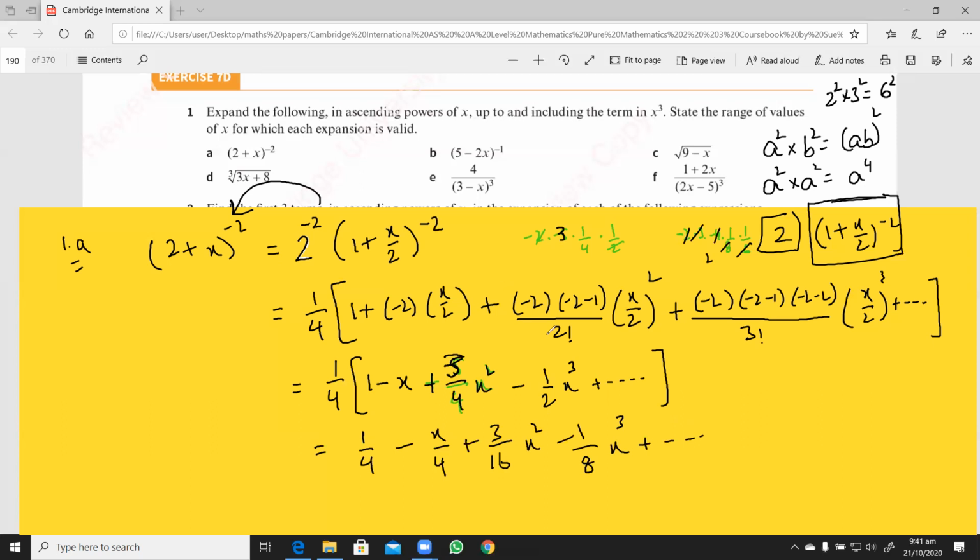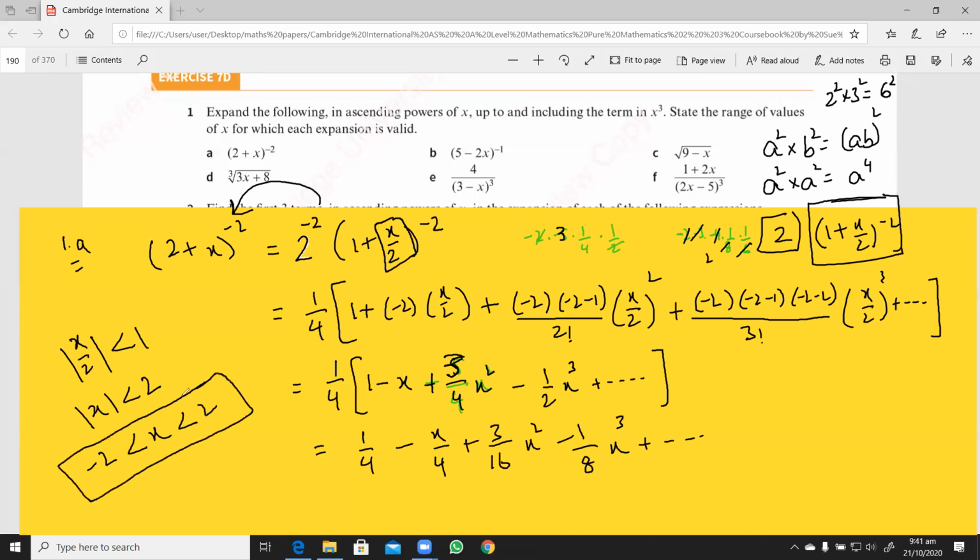Now we also have to state the range of values of x for which each expansion is valid. So we have this x over 2 inside here. That is the common ratio. So the absolute value of x over 2 should be less than 1. This makes absolute x less than 2. So x is going to be between -2 and 2 if this expansion has to be valid. Do you remember that less than sign in the quadratic inequalities? There you have the values between the two roots, okay? So that is why this is between -2 and 2 over here.